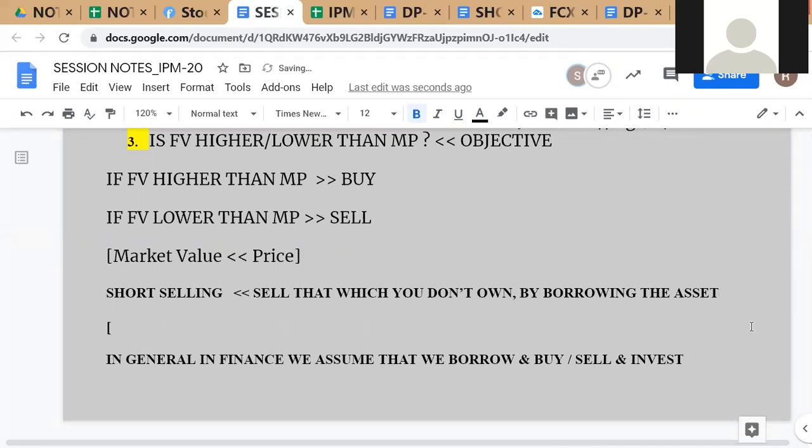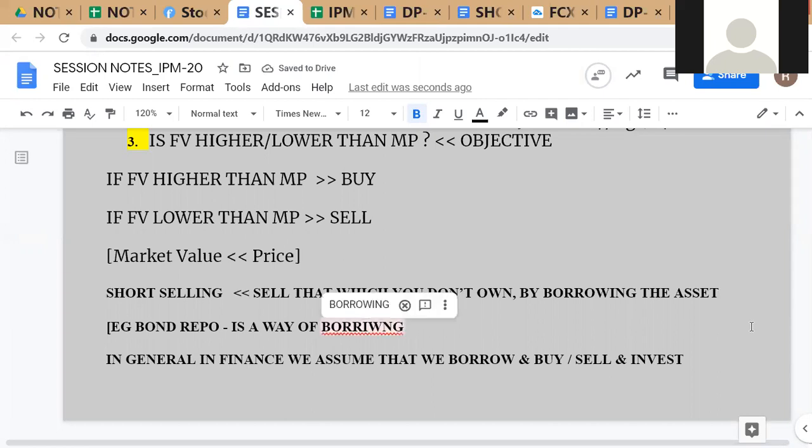Bond repo is actually a way of borrowing the bond. You can look at it in two ways. Bond repo, as you know, is repo for one party and reverse repo for the other side. Same thing, like when I'm selling you my house, I am the seller and you are the buyer. In the same transaction, there is a seller and a buyer. Similarly in a repo, there's one guy doing a repo and the other guy is doing a reverse repo.